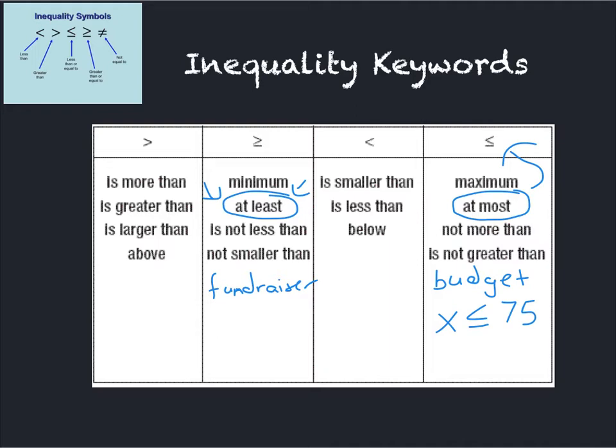Obviously I could raise more than $75 and I'd be happy with that. But I want to get to at least $75, and that's why it would be greater than or equal to. So put these in your notes, because these are ones that you might see, and these would mean respectively greater than or equal to or less than or equal to.